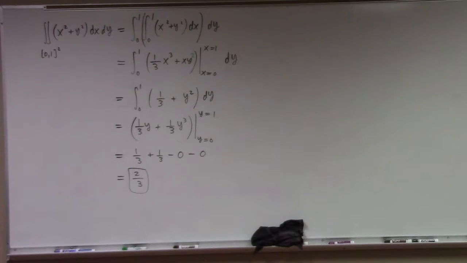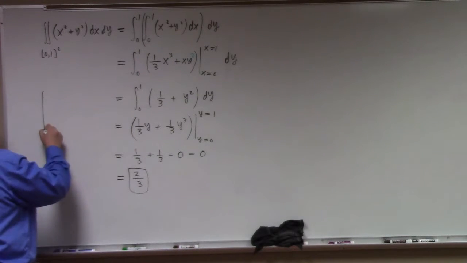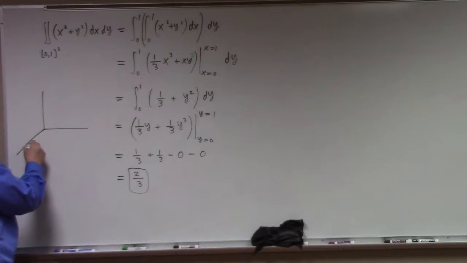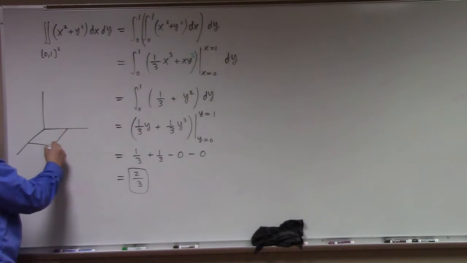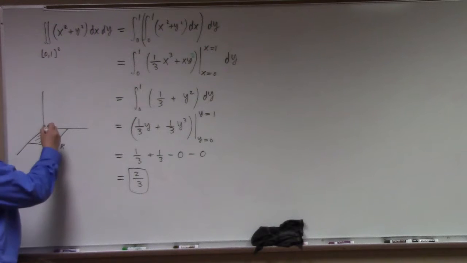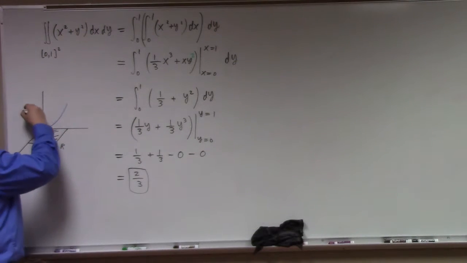What does this mean geometrically? What did we actually just calculate the volume of? One of our favorite examples, the what? The paraboloid, right? So this is my R. And we just calculated the volume under the paraboloid. So it's like this. Like this.